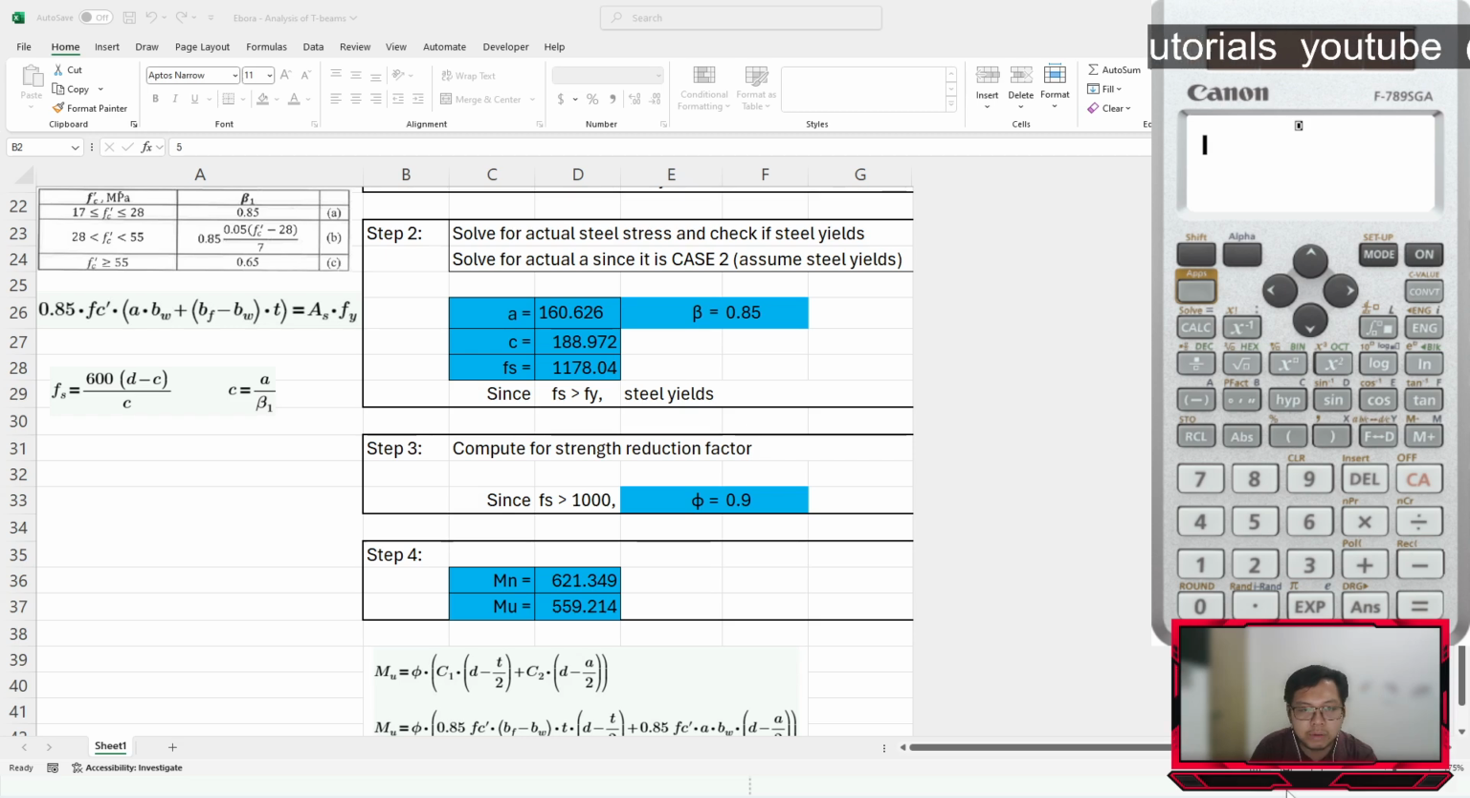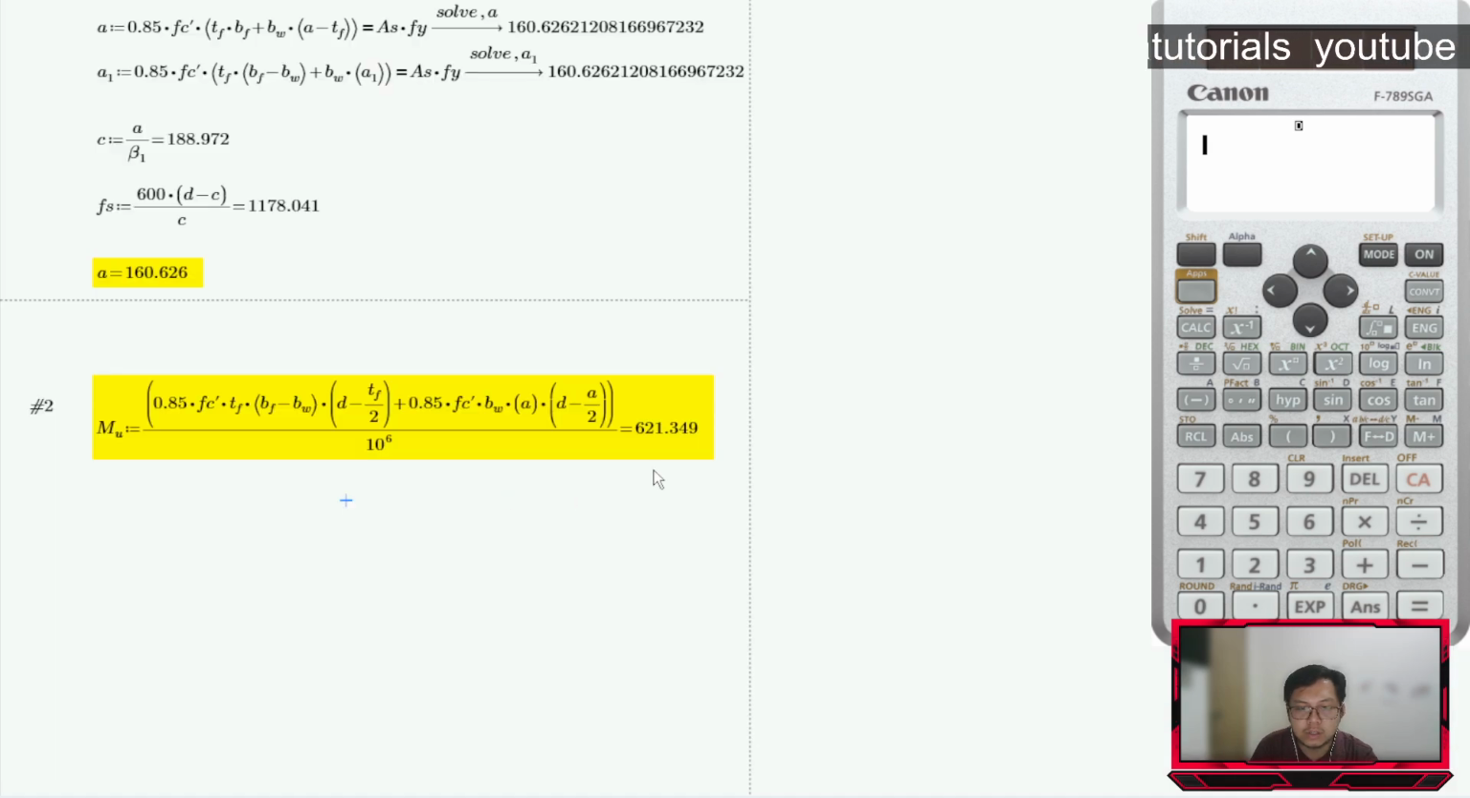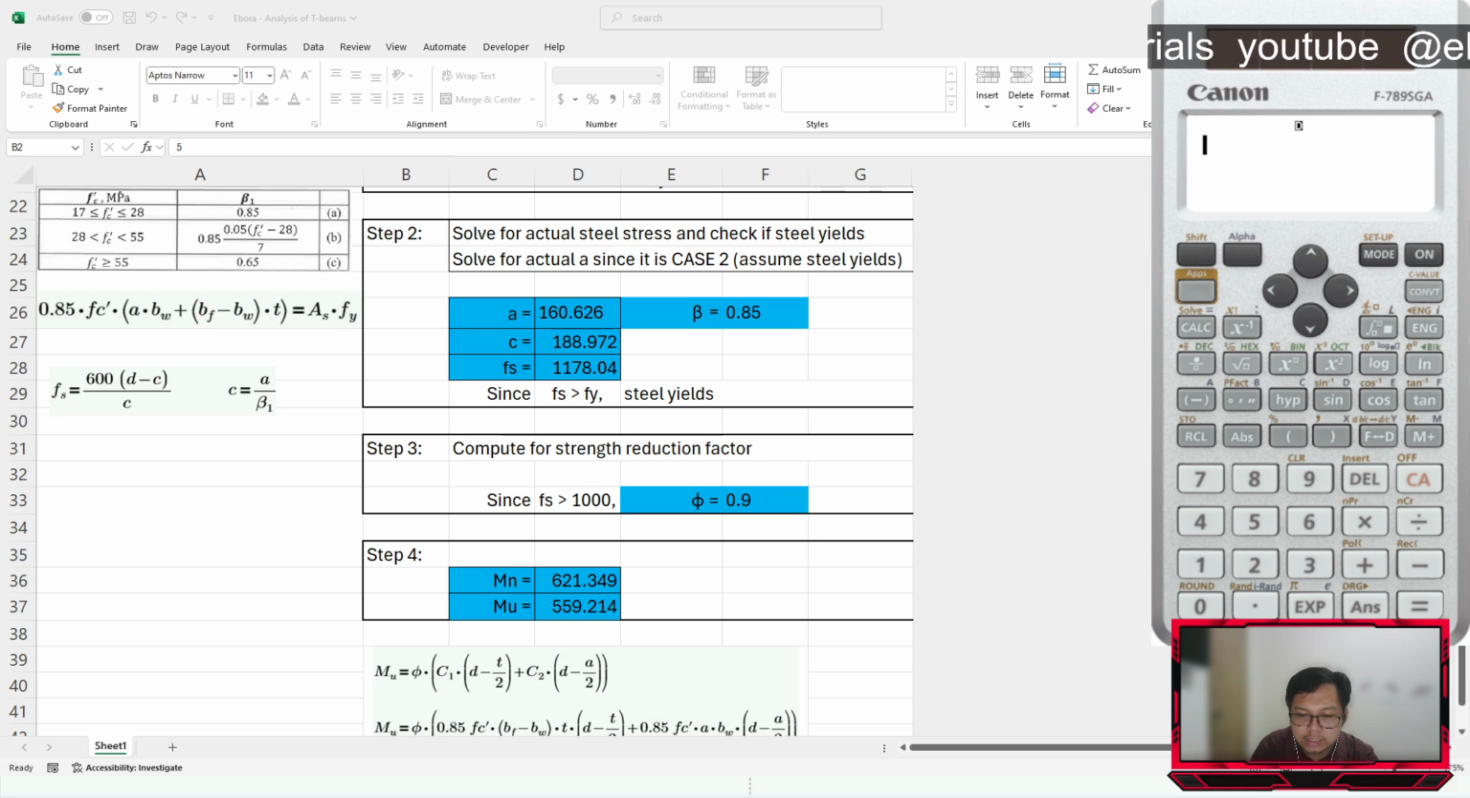What is a here in our Excel file? a is 160, that's correct. While MU is 559. Wait, MU is 559, but MN was asked. Sorry, it shouldn't be MU. MN was asked in the problem, so I'll delete this MU. So, our answer should be 621. MN is 621 in our Excel file.